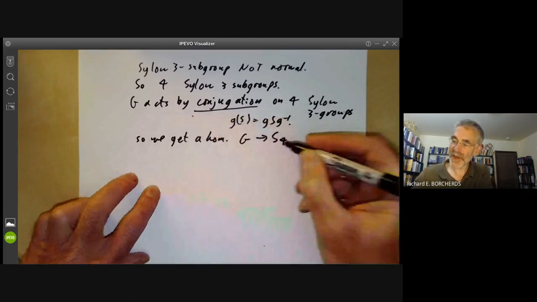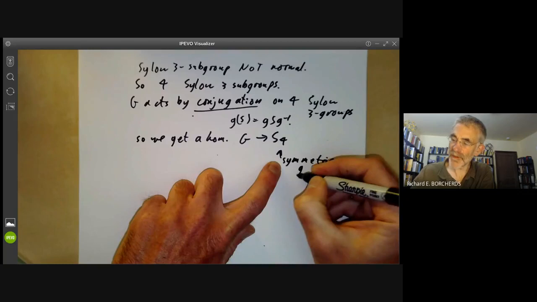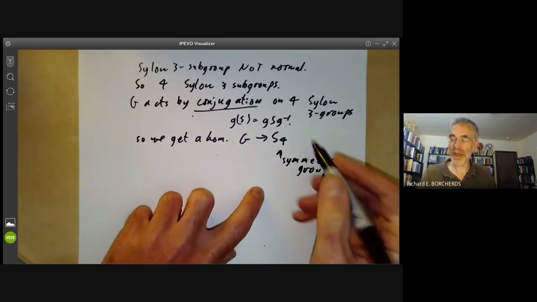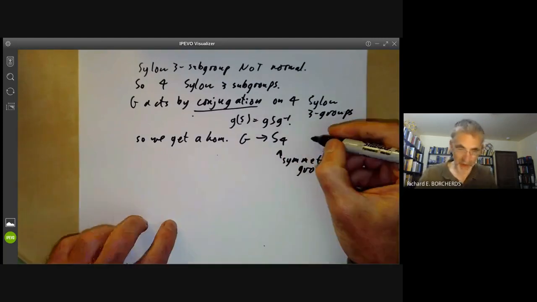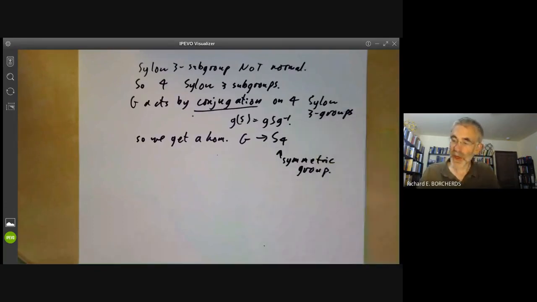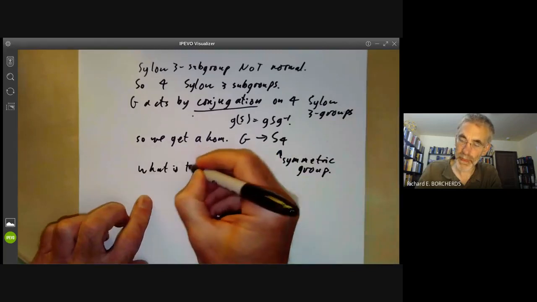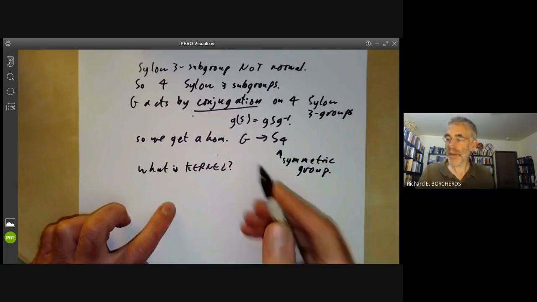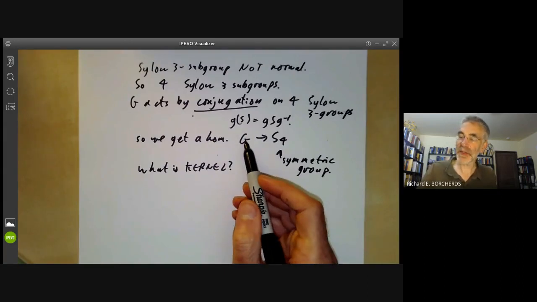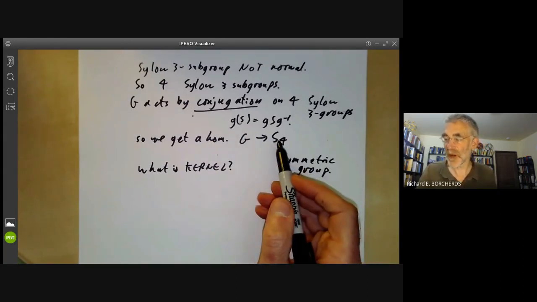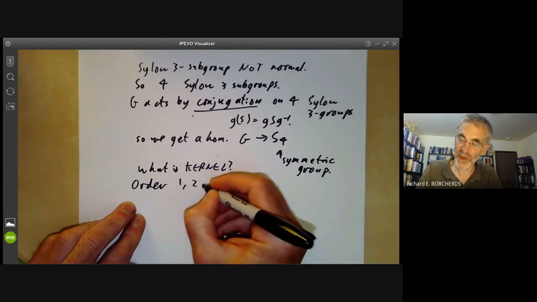So this is the symmetric group of all permutations of the four Sylow-3 subgroups. And this is not onto necessarily. We can look at the kernel. So what is the kernel? Well, the kernel must have order dividing 6 because we've got a transitive action of G on a set of 4 elements and G is 24 elements. So the kernel is order 1, 2, 3, or 6.